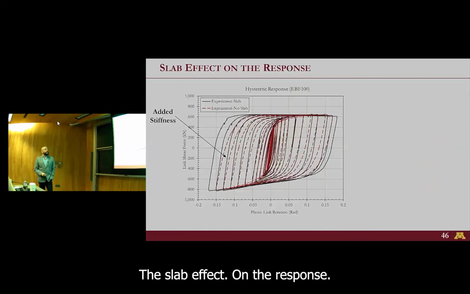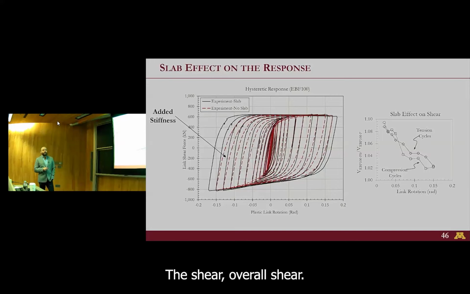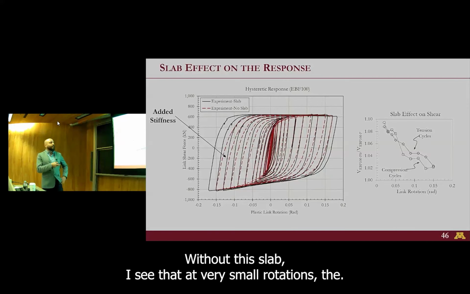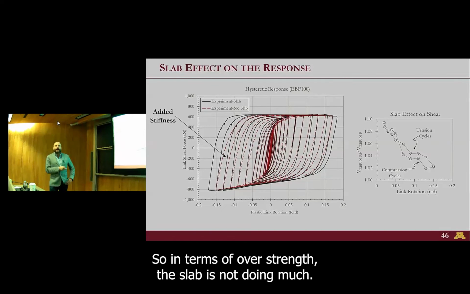In terms of the slab effect on the response, we saw that the overall strength, especially at larger cycles, didn't change. If I map the overall shear in the test with the slab for EBF 100 to the test with EBF 100 without the slab, I see that at very small rotations, the slab is contributing to the strength, which makes sense. The slab hasn't cracked as much. And as you move, it rapidly loses its strength. So in terms of overstrength, the slab is not doing much.